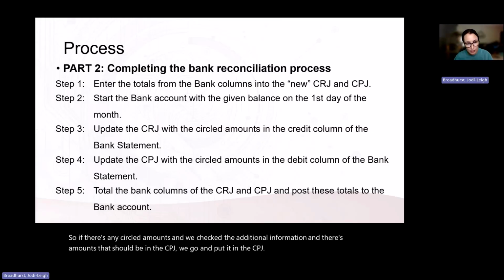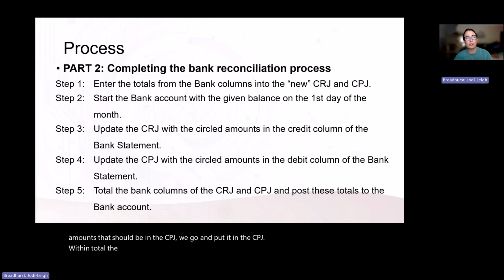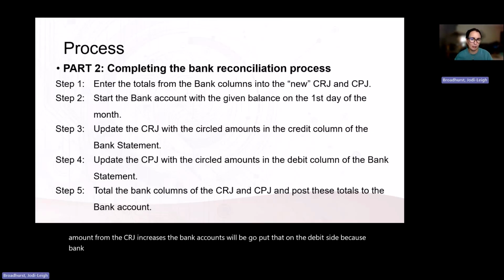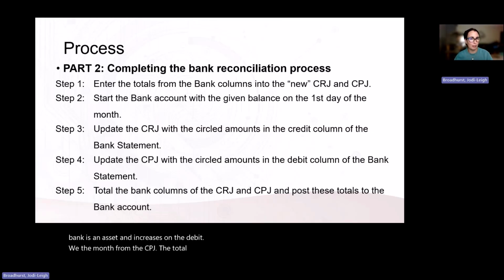We then total the CPJ and the CRJ and we post these to the bank account. Remember, the amount from the CRJ increases the bank account, so we go put that on the debit side because bank is an asset and increases on the debits. The amount from the CPJ, the total there, will go to the credit side of the bank account because bank is an asset and decreases on the credit side.